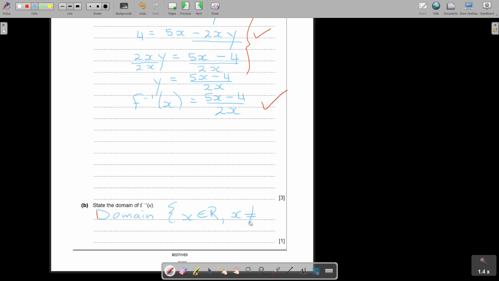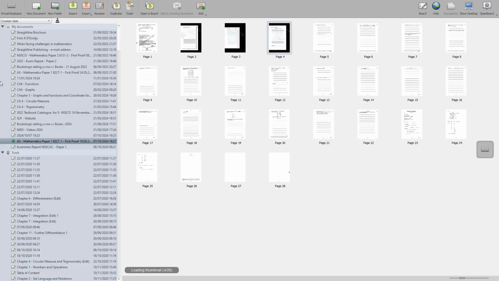X is not equal to 0. Okay, so that was the important part. But let's go to the report again. I want to show you something on the report there.